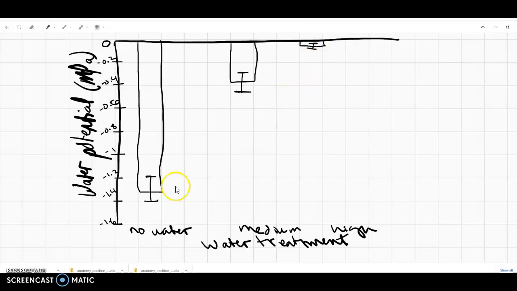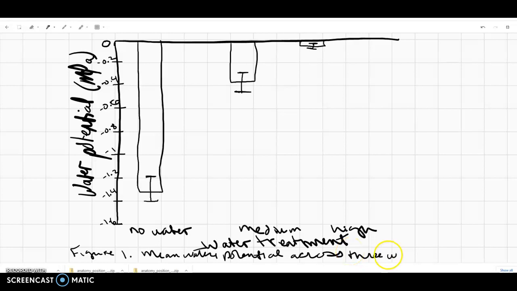And that completes our figure drawing, and then of course we need a figure description. Okay, something about the mean water potential across 3 watering treatments. And I always like to put plus or minus 1 standard deviation, just so we know what those I-bars represent. And then that completes this figure.